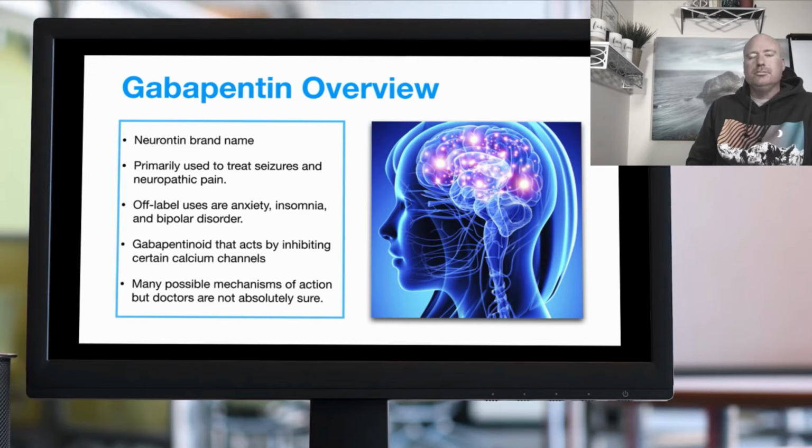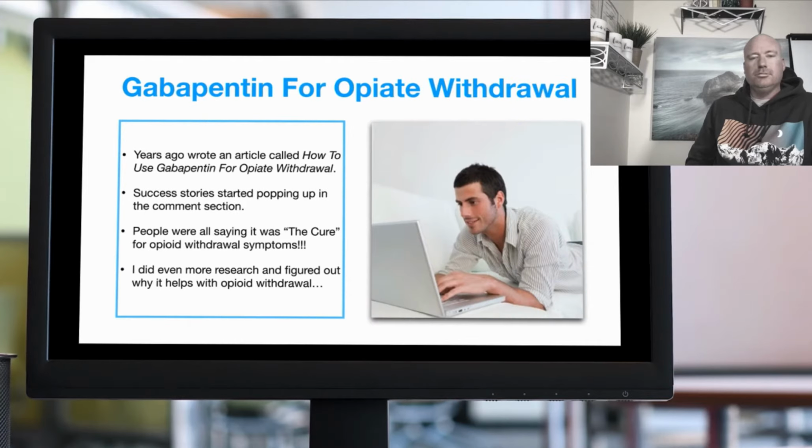It's got many mechanisms of action, and doctors are not even 100% sure exactly which of the mechanisms of action are the ones that are creating the benefits, such as nerve pain relief and reduction of anxiety. It was created to mimic the neurotransmitter GABA, which we make in our brains. It's an inhibitory neurotransmitter. So this is a GABA analog. It doesn't bind to the GABA receptors, but through other mechanisms of action, it does increase the amount of GABA in your brain.